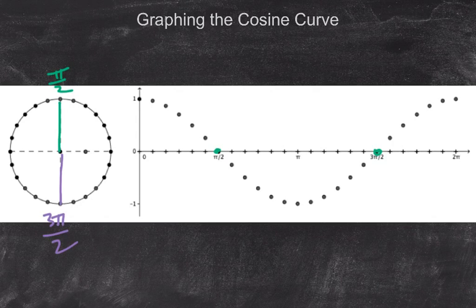Okay, looking at 2 pi, I'm back to where I started, which is a base of 1, and at pi, I'm at 180 degrees, which has a base length of negative 1 because I'm to the left of the y-axis. I'm on an x value that's negative.